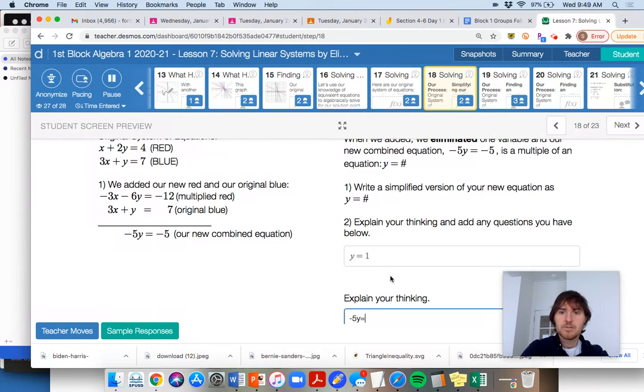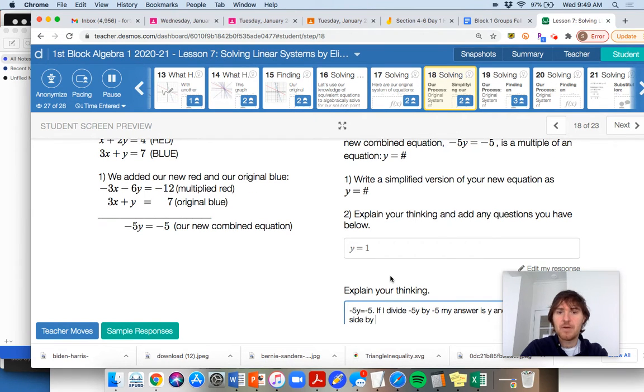-5y equals -5. If I divide -5y by -5, my answer is 1y, right? It's just y. And if I divide the other side by -5, I get 1, right? -5 divided by -5 equals 1.